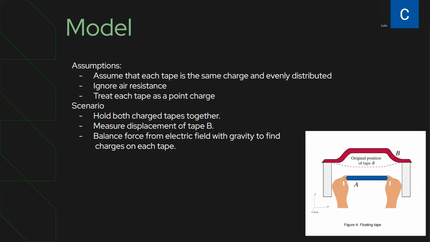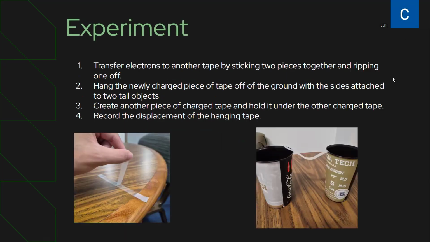Model. The assumptions that we'll need to take are that each tape has the same charge, evenly distributed, and we ignore air resistance and treat each tape as a point charge. Except in this computational model, we won't be treating the tape as a point charge, but as a series of point charges across the tape. And this scenario is that we hold both charged tapes together, measure displacement of tape B, and then balance force from the electric field with gravity to find the charges on each tape.